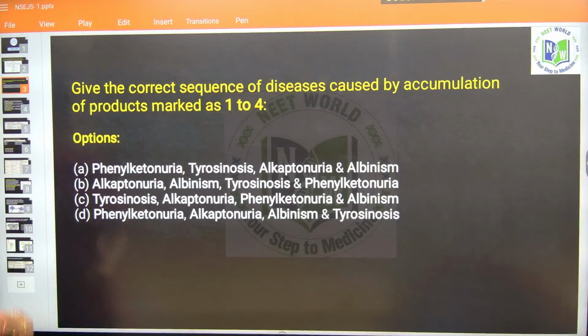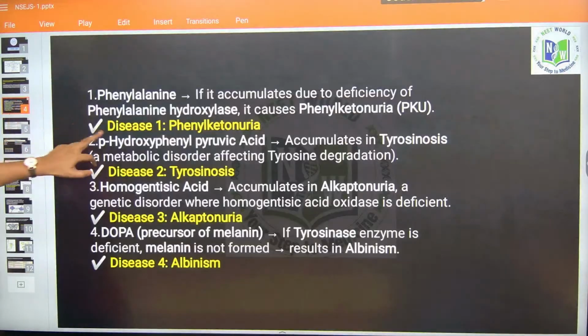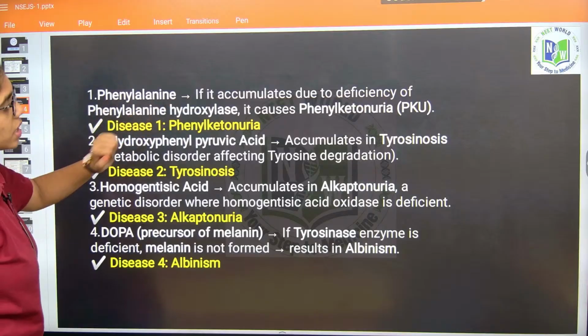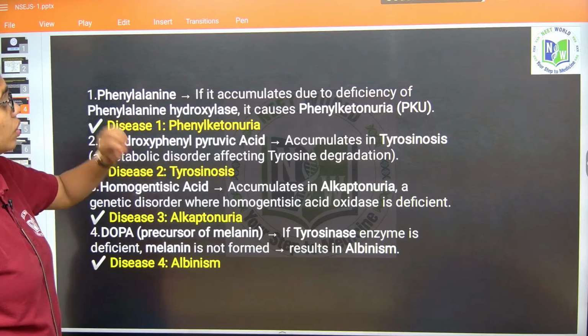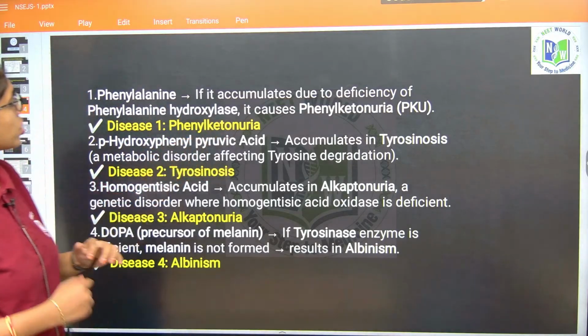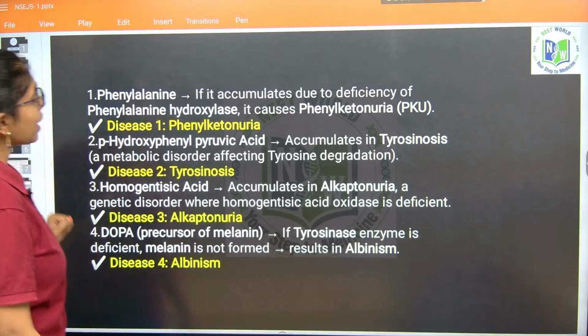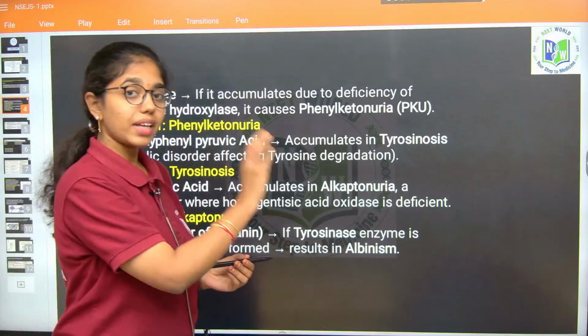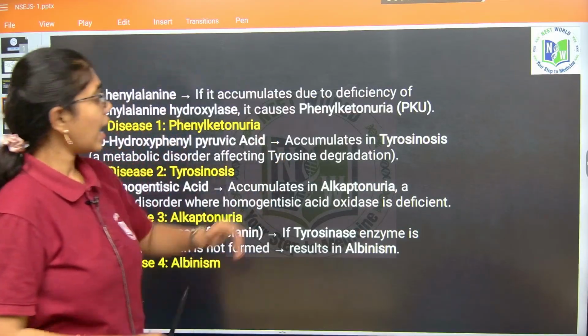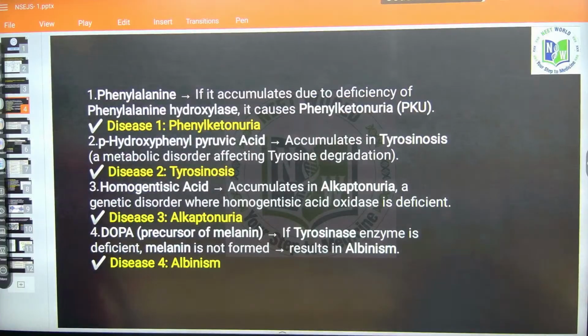Now let us clearly look into the explanation also. So here, the first disease is phenylketonuria, where phenylalanine is accumulated in the table as I told you. This gets accumulated due to deficiency of what? Phenylalanine hydroxylase. This phenylalanine hydroxylase will convert phenylalanine to tyrosine and this results in the disease of what?